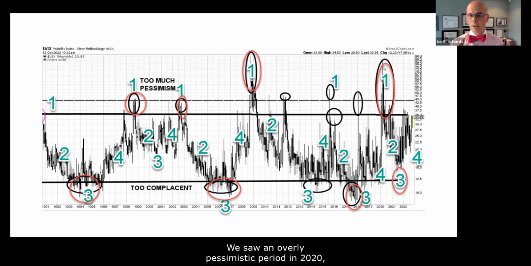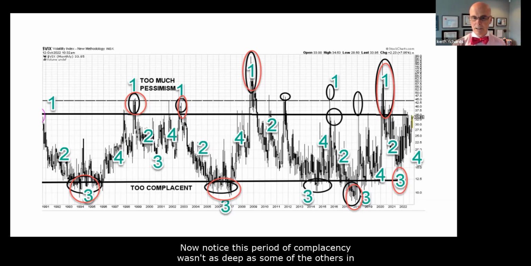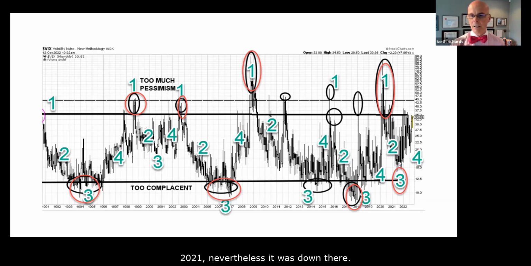So here we are. We saw an overly pessimistic period in 2020, and that lined up with the other things we just looked at, with that spike hammer formation and all that stuff. And then it moved into the bull phase 2, and then finally a period of complacency. Now, notice this period of complacency wasn't as deep as some of the others in 2021. Nevertheless, it was down there, and since then, the market has been moving down after that top. Remember, complacency is a topping period.